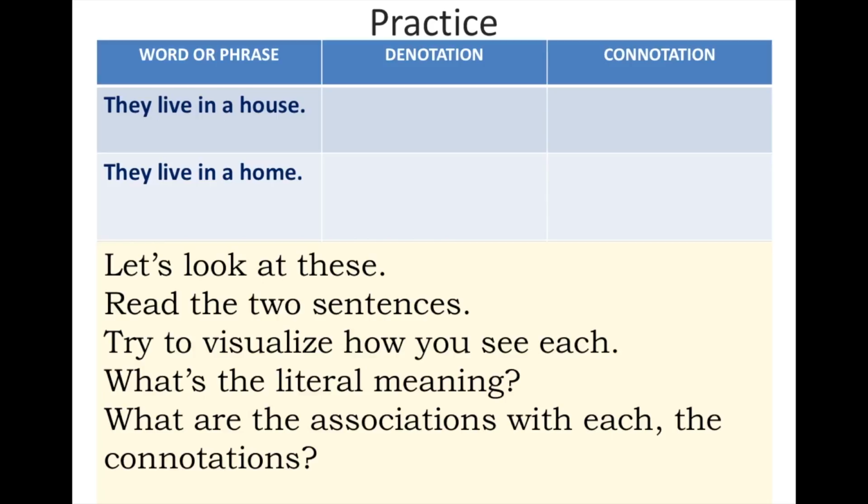What would you say about the house? What would the denotation be? The connotation involves the associations with the words and the subtle shades of meaning that give readers hints on how to interpret the text. Because really all an author has are words. Write out your responses to these in your writer's notebook. Pause the screencast and come back when you're done.